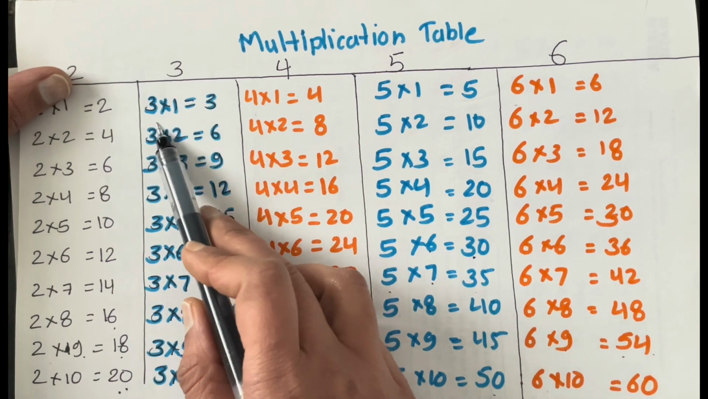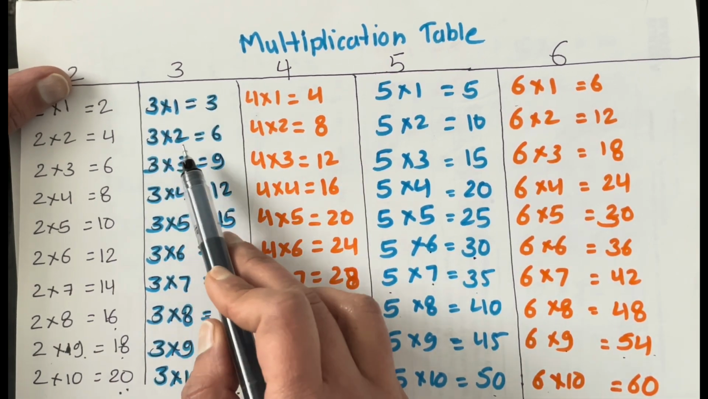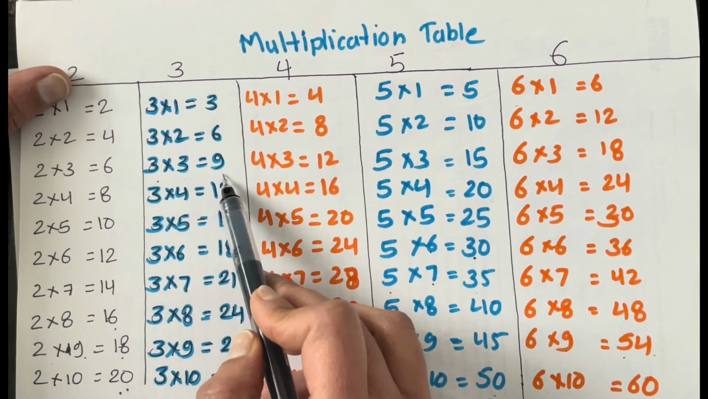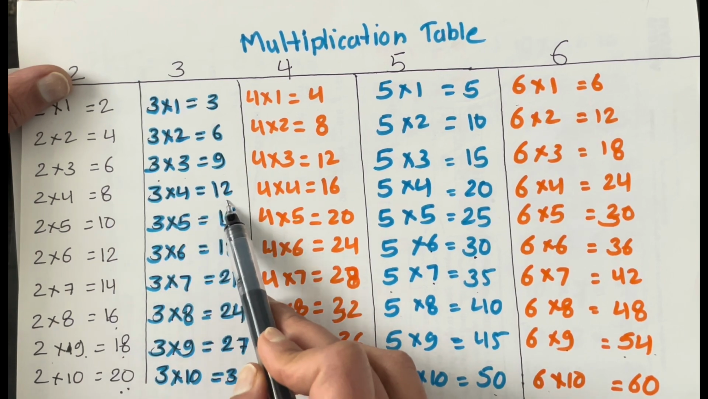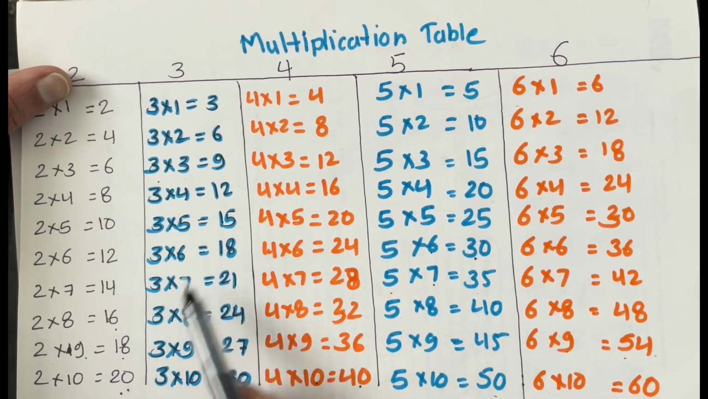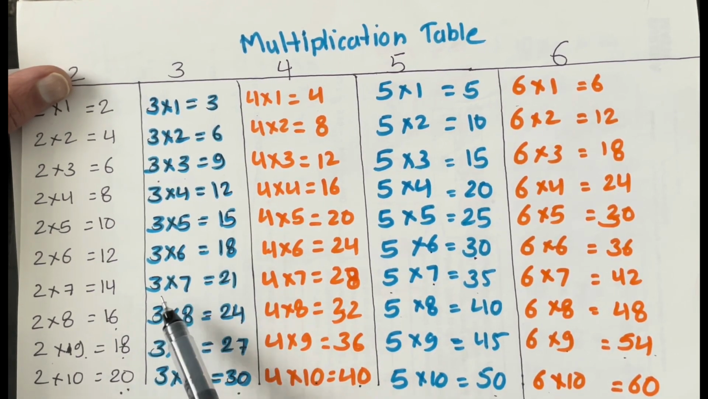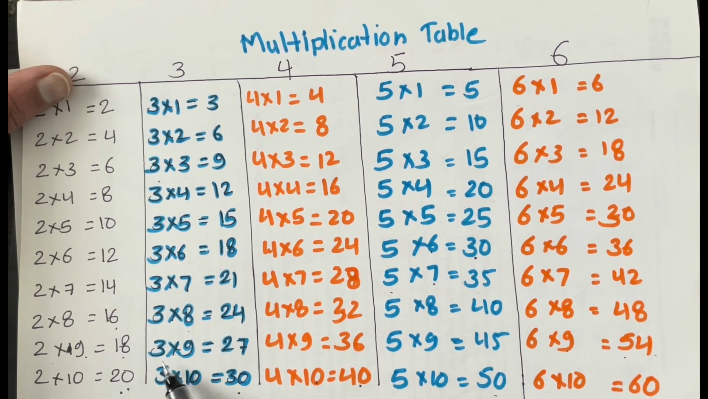Table of 3. 3 times 1 is 3. 3 times 2 is 6, 3 times 3 is 9, 3 times 4 is 12, 3 times 5 is 15, 3 times 6 is 18, 3 times 7 is 21, 3 times 8 is 24, 3 times 9 is 27 and 3 times 10 is 30.